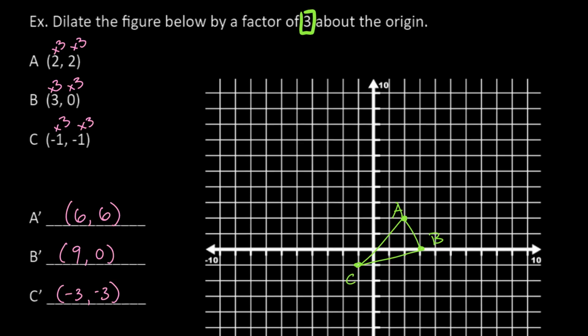So we have 6, 6 is our A prime. And 9, 0 is B prime. And -3, -3 is our C prime.